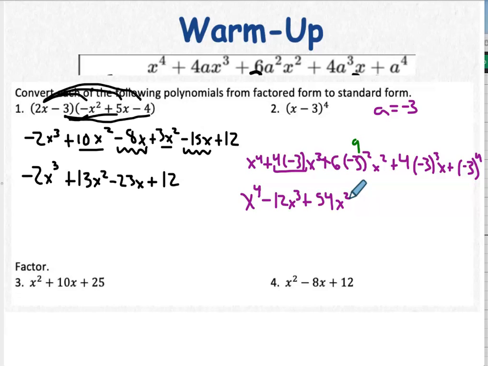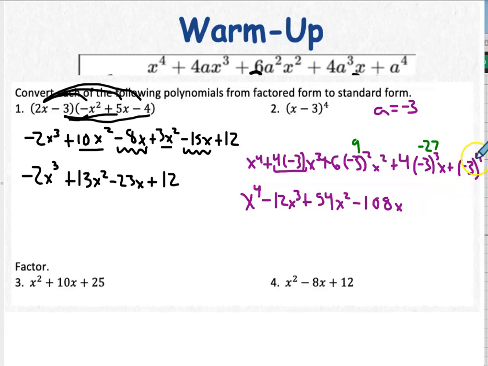Okay, next up, negative 3 is being raised to the third power. So negative 3 times negative 3 would be positive 9, times another negative 3 would be negative 27. So 4 gets multiplied by the negative 27 then. Okay, so that's going to be a negative 108, I believe, off the top of my head. And then we have that x still.